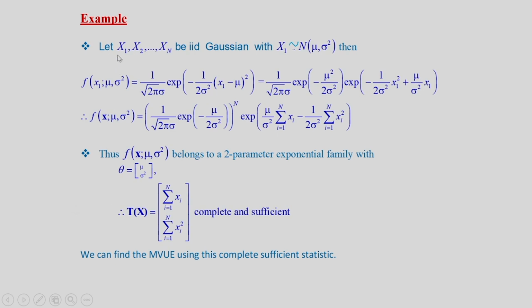Now, for n random variables, the joint PDF as a function of mu sigma square, which is the likelihood function, we can write it as this factor to the power n, and then exponential, because of the product now all summation will come, exponential mu by sigma square into summation xi, i going from 1 to n, minus 1 by 2 sigma square into summation xi square, i going from 1 to n.